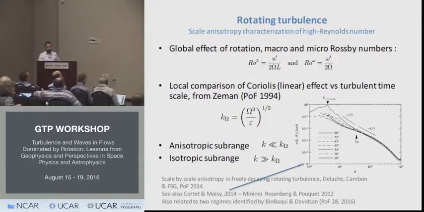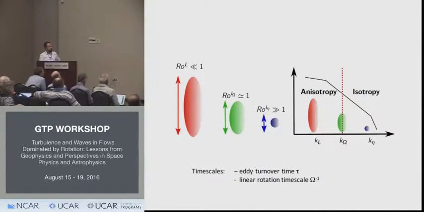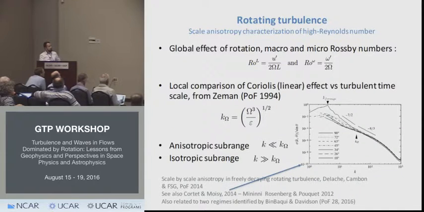For instance, we can compute a scale, or a wave number, which is the inverse of a length scale, which gives the order of magnitude of the scale at which we have a separation between large scales affected by rotation and small scales less affected by rotation. And this is the Zeman wave number, or Zeman scale, which is computed like that from dissipation and rotation rate here. And this scale has been found somehow in experiments by Cortet and Moisy. But these two regimes that can occur due to the different scales of the flow and the different values of the local Rossby numbers have also been found in other works.